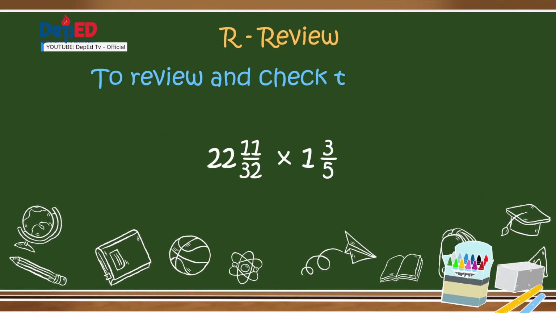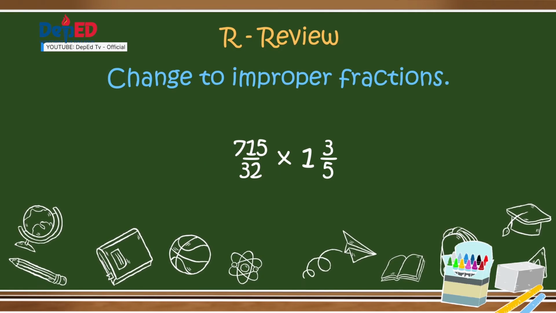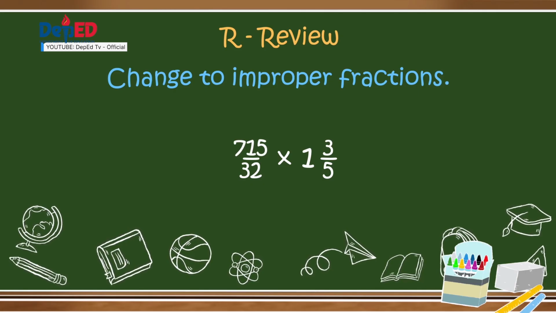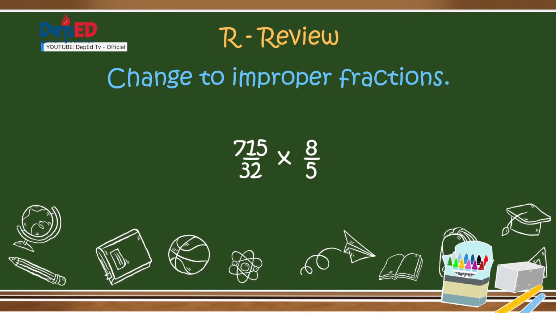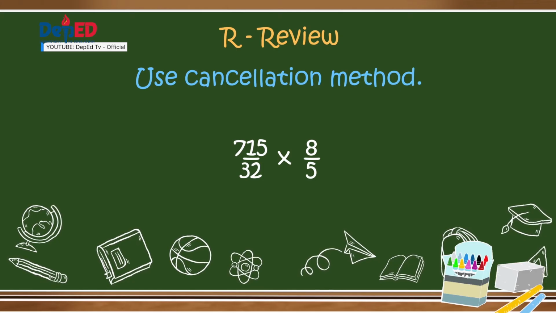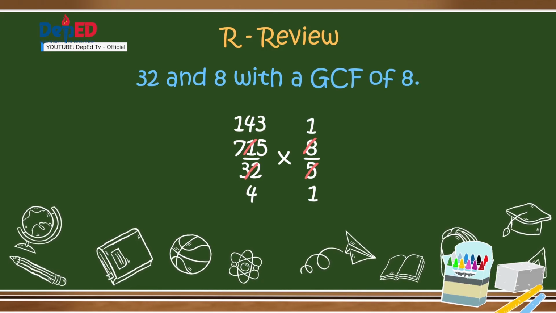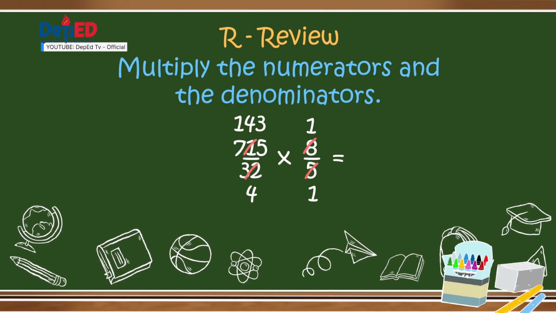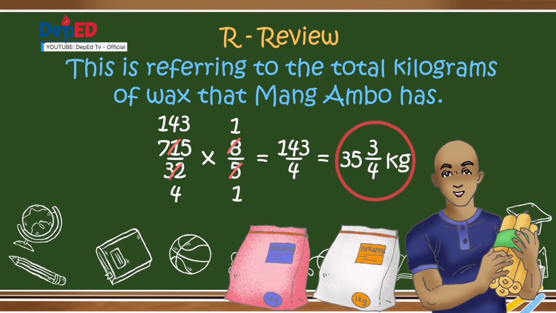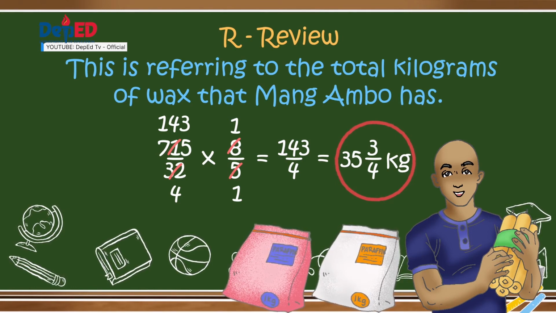Finally, to review and check the answer, multiply 22 and 11 over 32 by 1 and 3/5. Change to improper fractions. 22 and 11 over 32 is equal to 715 over 32. 1 and 3/5 is equal to 8/5. 715 over 32 times 8/5 equals, using the cancellation method, 715 and 5 with a GCF of 5, 32 and 8 with a GCF of 8. Multiply the numerators and the denominators. We have 143/4, which is equal to 35 and 3/4, which is referring to the total kilograms of wax that Mang Ambo has. It means the answer is correct.